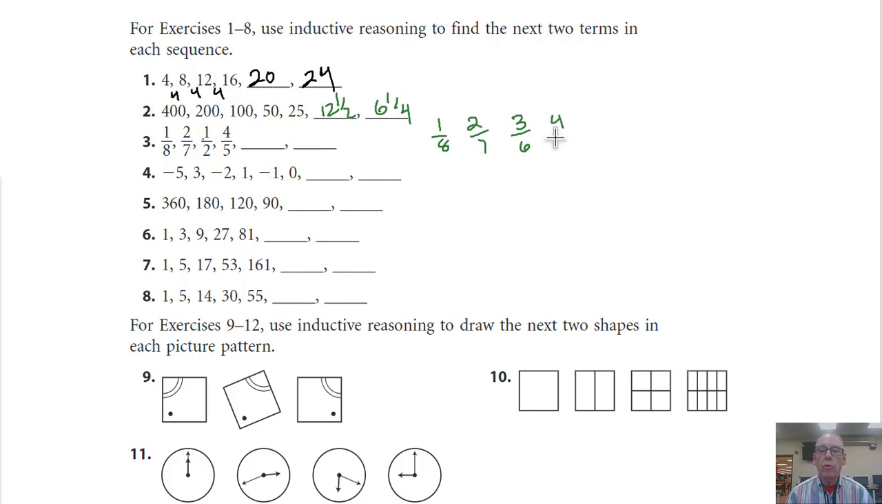And then we have 4 over 5. So it looks like the next term is going to be 5 over 4, and then 6 over 3, which is the same thing as 2.